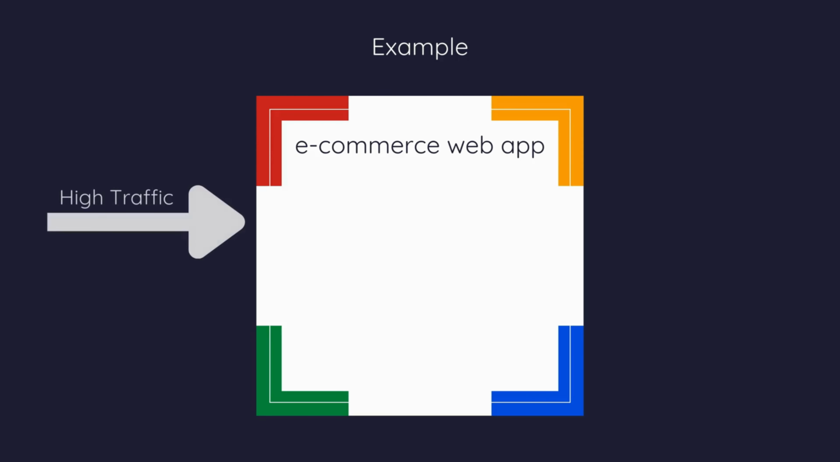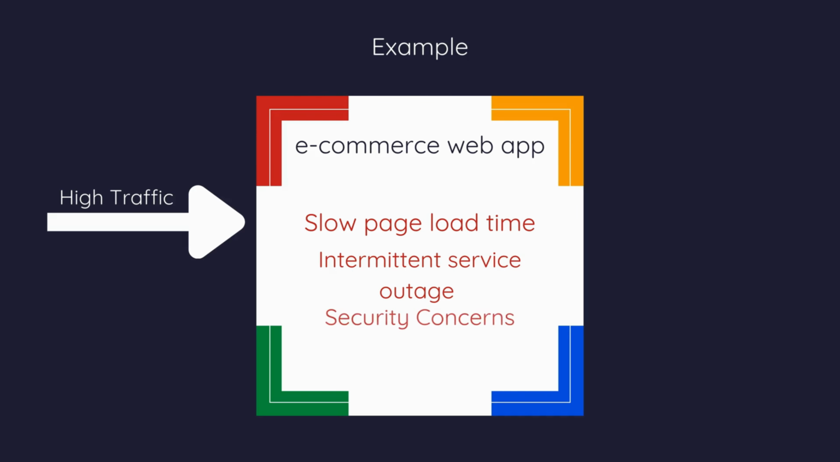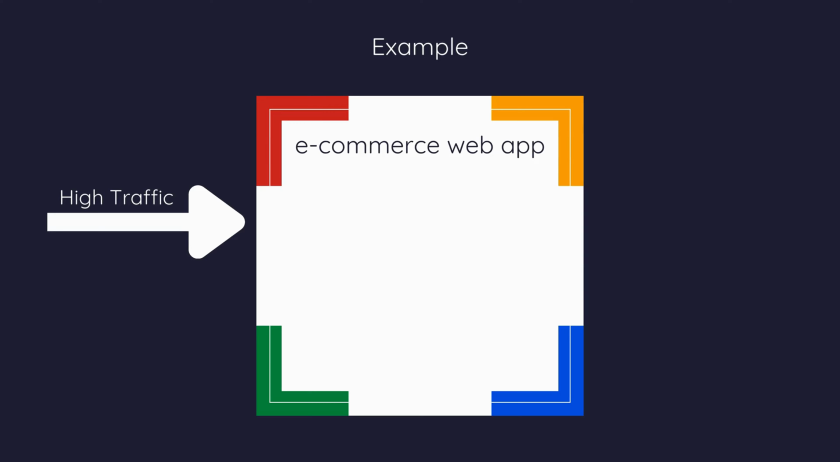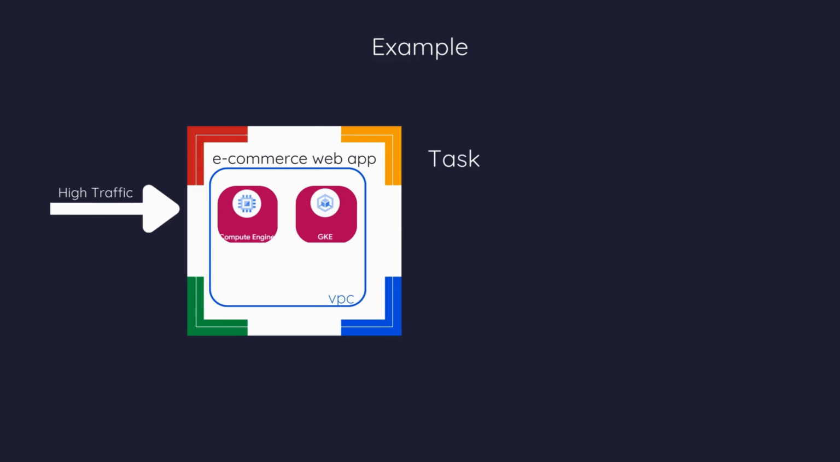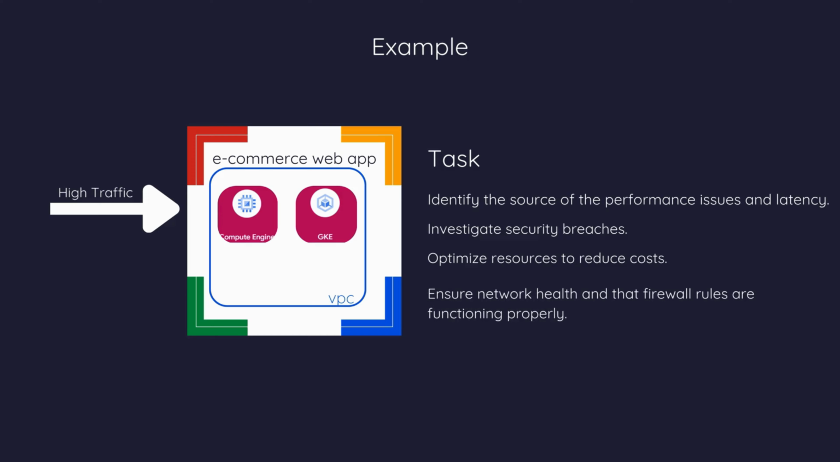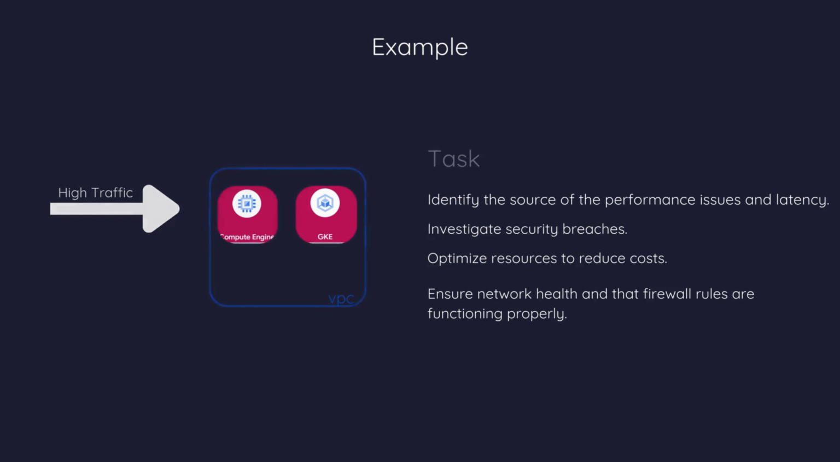You're managing a high-traffic e-commerce web application hosted on Google Cloud. Recently, your customers have been complaining about slow page load times and intermittent service outages. Additionally, there have been security concerns regarding unauthorized access attempts. Your application architecture involves compute engine instances, Kubernetes clusters for microservices, and a VPC network. Your task is to identify the source of the performance issues and latency, investigate security breaches, optimize resources to reduce costs, ensure network health and that firewall rules are functioning properly.